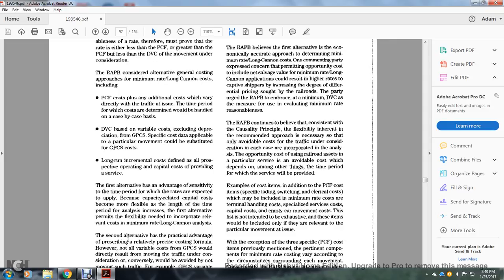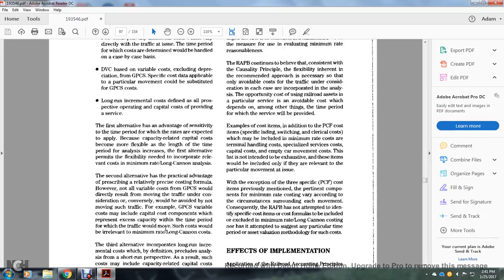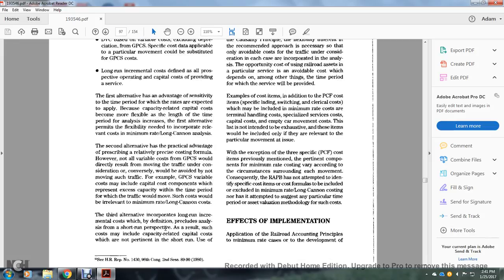The first alternative has the advantage of sensitivity to the time period over which the rate is expected to apply, with maximum flexibility, because capacity-related capital costs become variable as the time period of the analysis increases. The first alternative permits a flexible need to incorporate relatively cost effective minimum rate and long canon analysis. The second alternative has a practical advantage of prescribing a relatively precise costing formula, but not all variable costs of the general purpose cost system would directly result from moving the traffic under consideration, and conversely would be avoided by not moving such traffic.